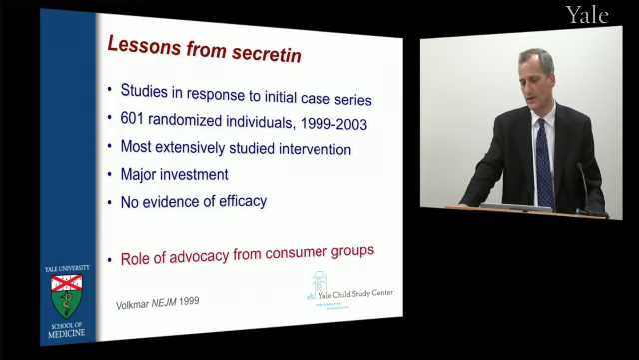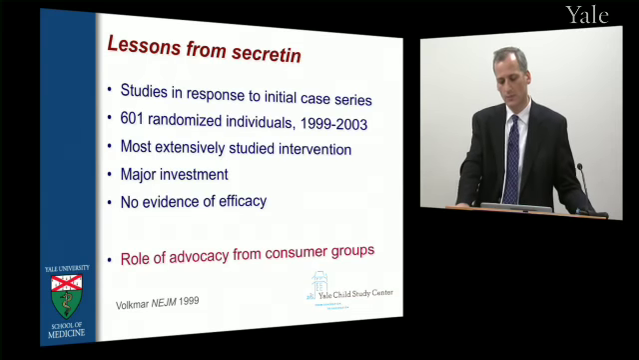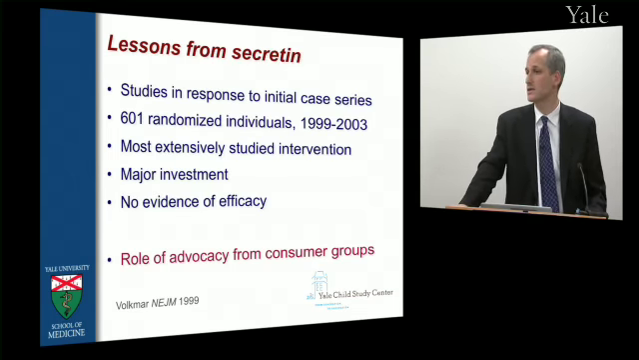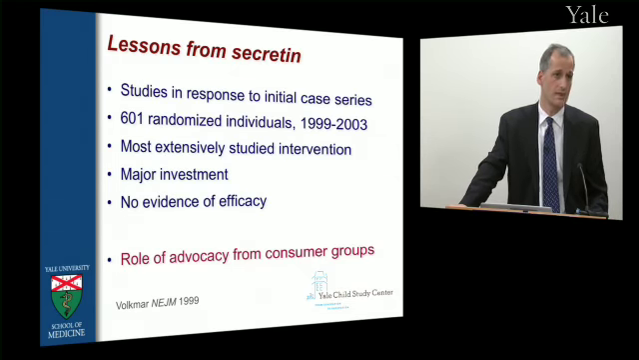And in a very short period of time, during 4 years, there were 600 individuals who were randomized to receive secretin versus placebo. To this day, secretin remains the most extensively studied intervention pharmacologically in autism. This was a huge federal investment of dollars, and there was absolutely no evidence of efficacy. So all of this is a real downer, and this is really negative.